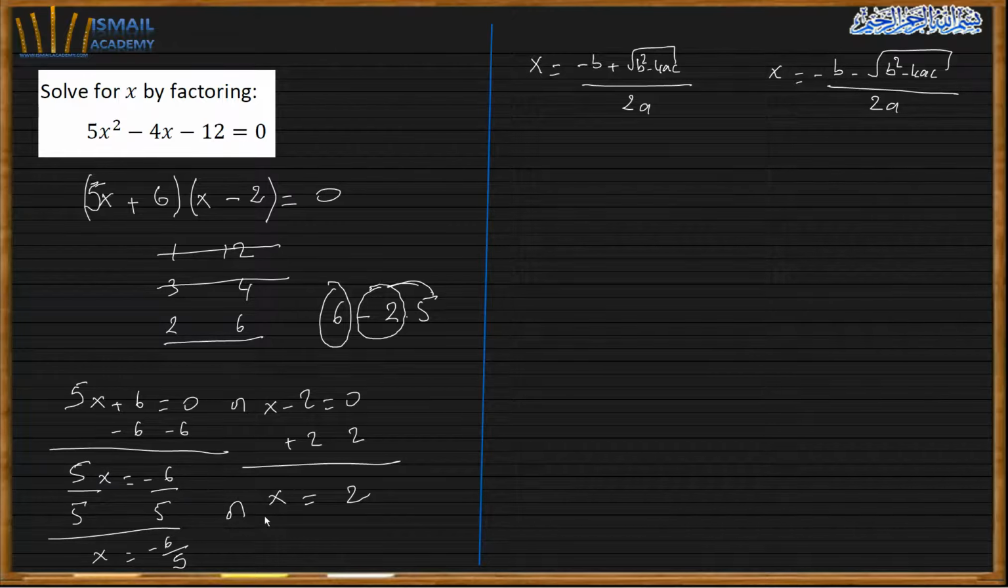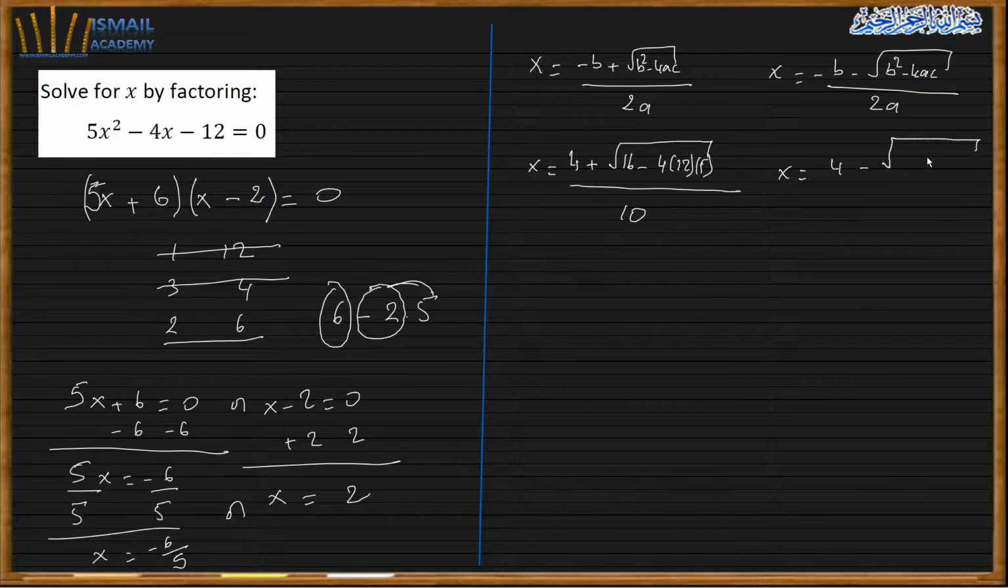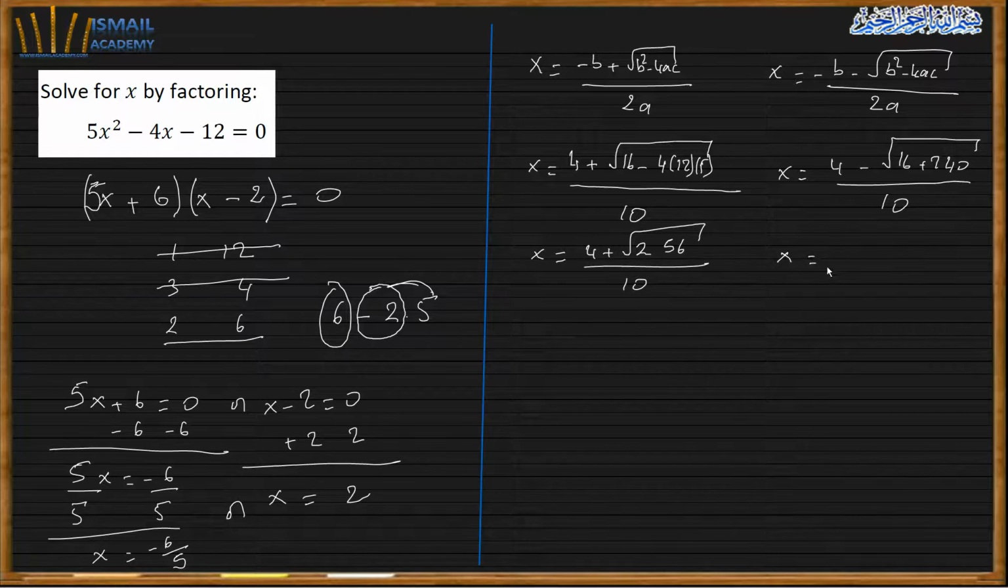So first thing I do, I solve for x. So I get x equals, minus 4 is going to be plus 4, plus square root of b squared, which is going to be 16, and we have minus 4 times 12 times 5. So it's going to be 20, so it's going to be 240. Here 2 times 5 is going to be 10. So here x will be 4 minus 16 plus 240 over 10. If I simplify, I get x equals 4 plus square root of 256, which is 16. And here I will have x going to be 4 minus square root of 256, so it's going to be 16 over 10.